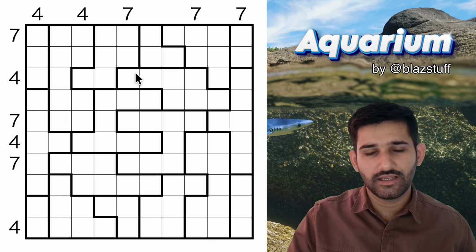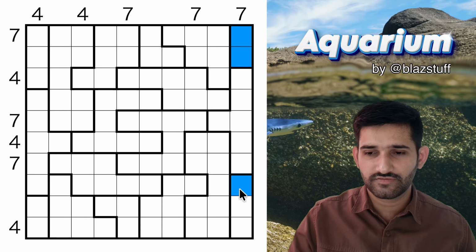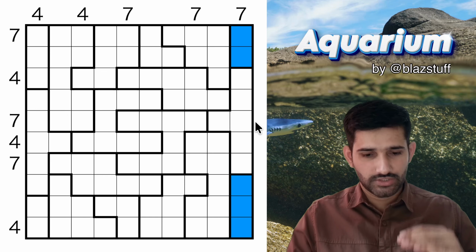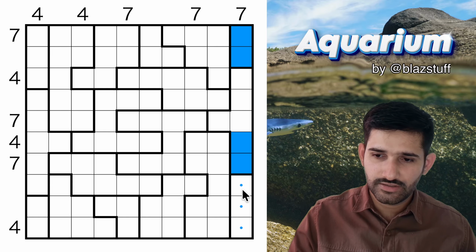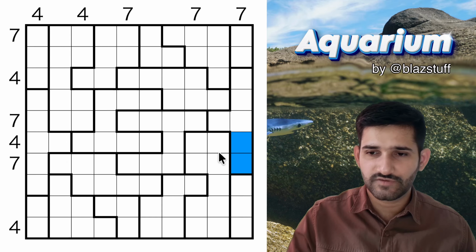I'll start by looking for columns which have bigger numbers. Take 7, for example, in this column. There are these two small containers, so even if I fill both containers, this is going to be just 5 cells. I'll still need 2 more cells, so these two will have to be filled. I'll not start filling from the top because the water has to start from the bottom so that the upper levels can be filled. So these 2 cells are always filled, even in the worst case.